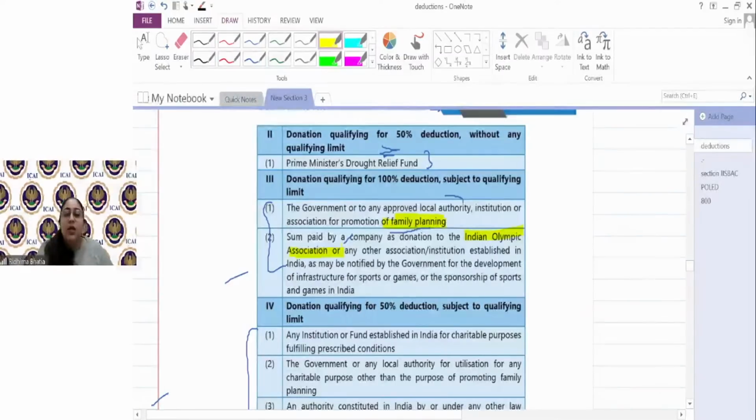Question करें हम. अगर हमें कैटेगरीज याद हो गई तो हम क्वेश्चन पे आते हैं. कैटेगरी 1 में कौन है गाइस? All of the Prime Minister's funds, National Defence Fund, जैसे Chief Minister, ये सब comes under your first category. Whatever donation is made, 100% deduction will come. Only Prime Minister Drought Relief comes under your second category, 50% deduction would come. Third category में family planning and Indian Olympic का donation if हो रहा है तो 100% subject to ATI, which is 10% ATI.